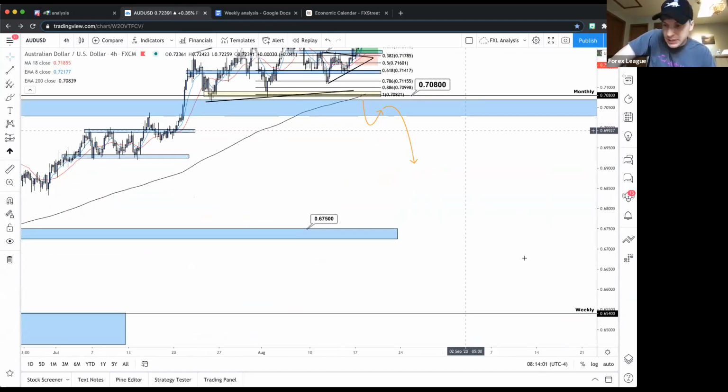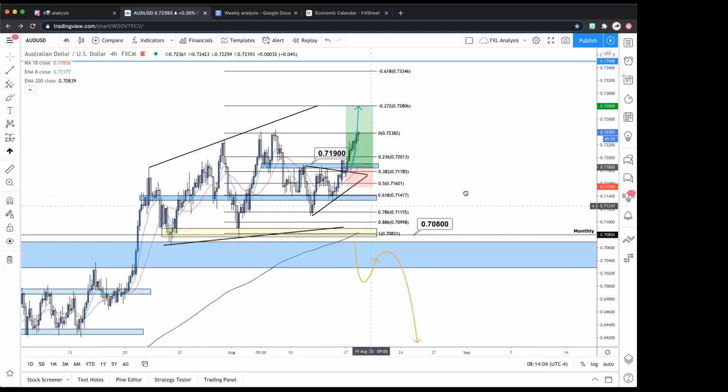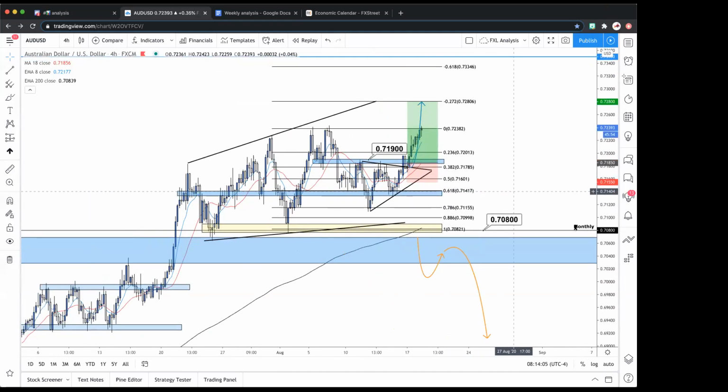I want to show you guys, if you remember right before I disconnected, I said I missed a trade on this pair. I'll show you what I mean in a second.